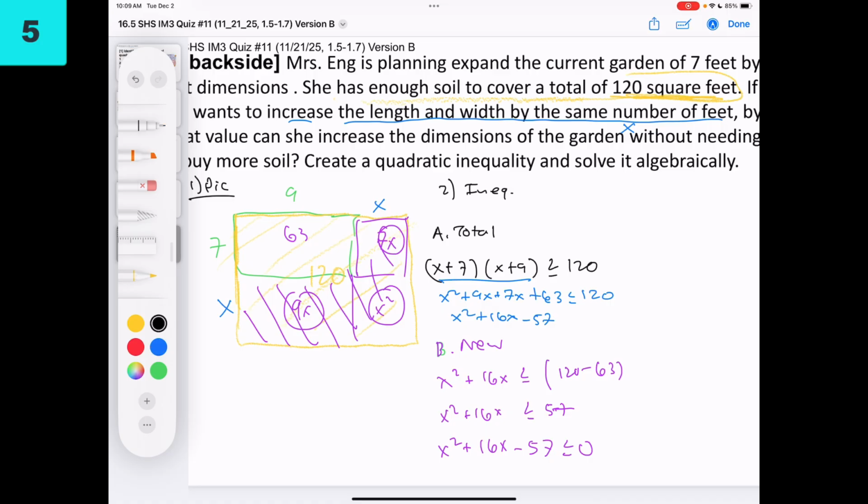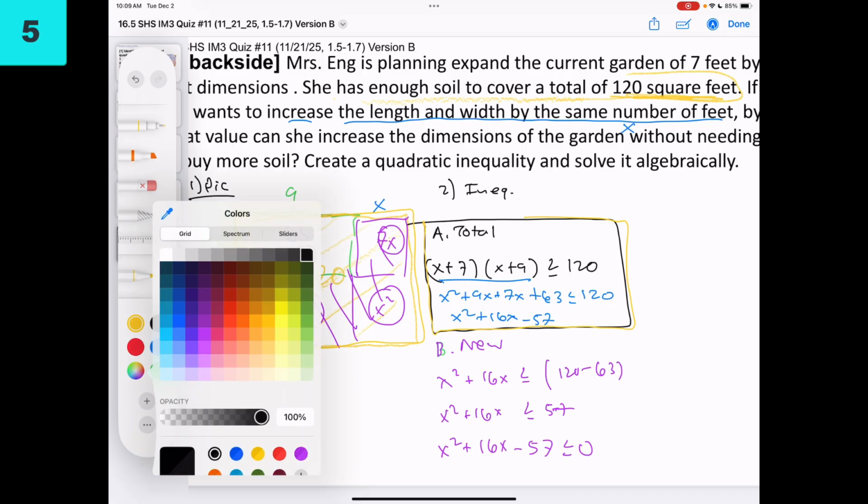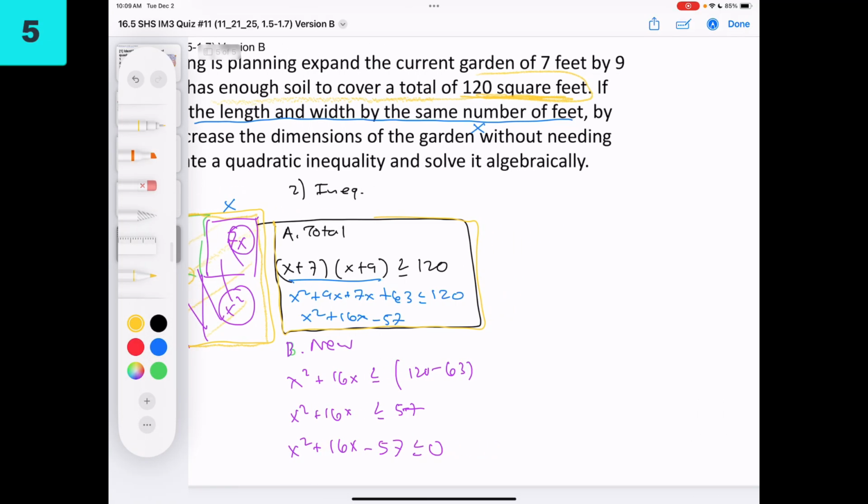Let's again try to summarize what we did here. The total area, actually I should highlight that in yellow. That's going all the way around, okay? And then the new one is if you just did the purple areas. Okay, let's go ahead and solve. Whether you have this one or this one, they're essentially the same. Let's go ahead and try factoring.